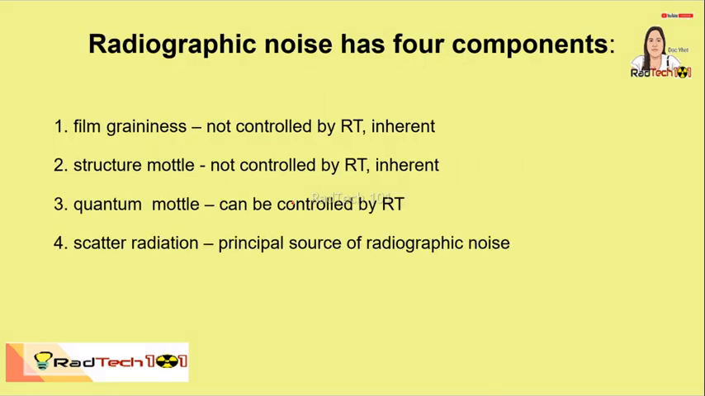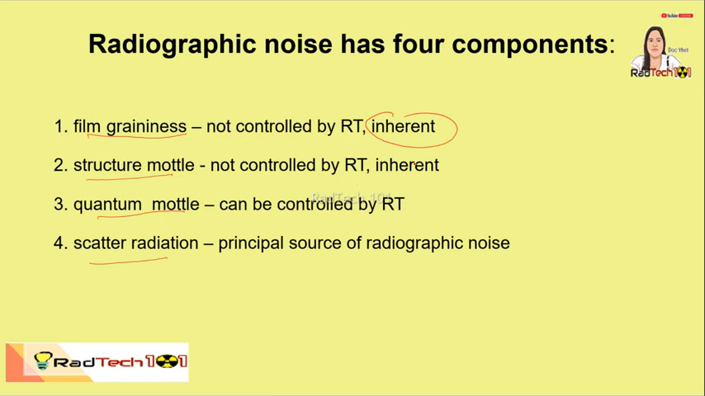The radiographic noise has four components. We have the film graininess, the structure mottle, quantum mottle, and scatter radiation. Film graininess, this is inherent. Ibig sabihin, nasa radiographic film na siya. Kapag bumili tayo ng isang box, halimbawa, ng films, so meron na siyang talagang film graininess. So, inherent na siya, although siyempre minimal siya.